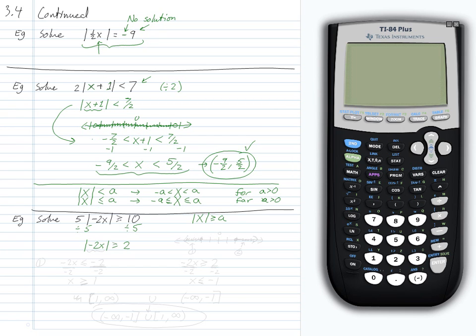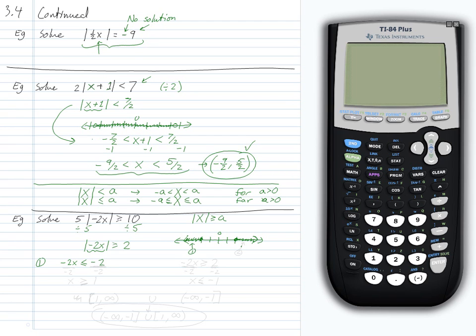So what does that mean? Well, it means that all of this stuff inside has to be at least 2 units away from 0. So on the number line, if we look at 0, and we go out to 1, 2, the location of this quantity negative 2x can be anywhere here in the shaded regions. So one possibility is that negative 2x is less than or equal to negative 2. Okay, so that would be option 1.